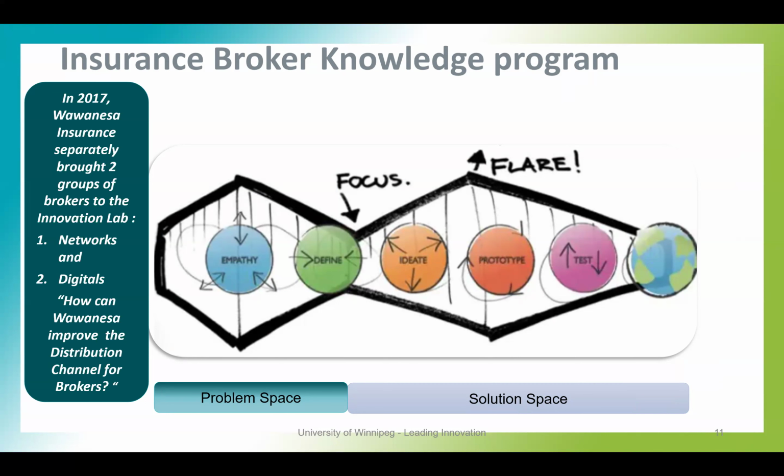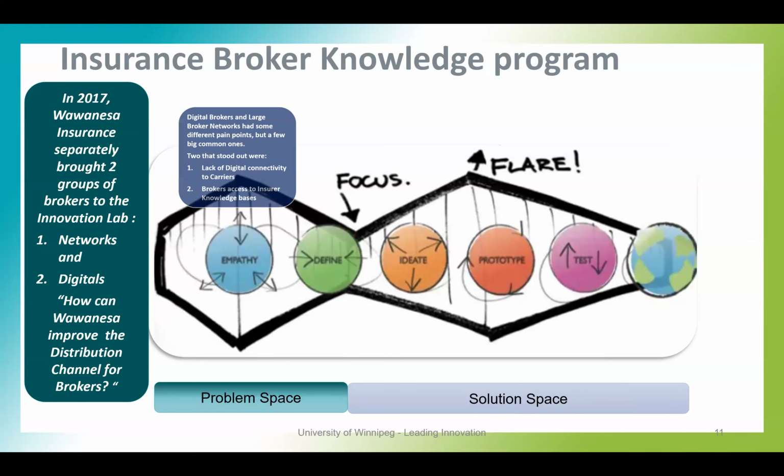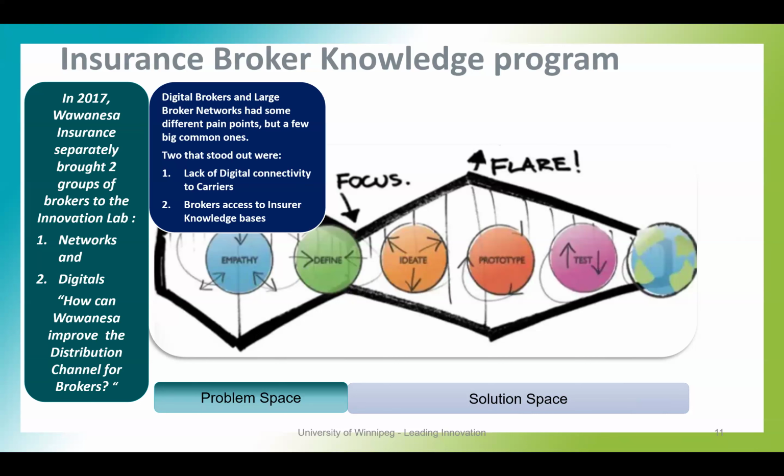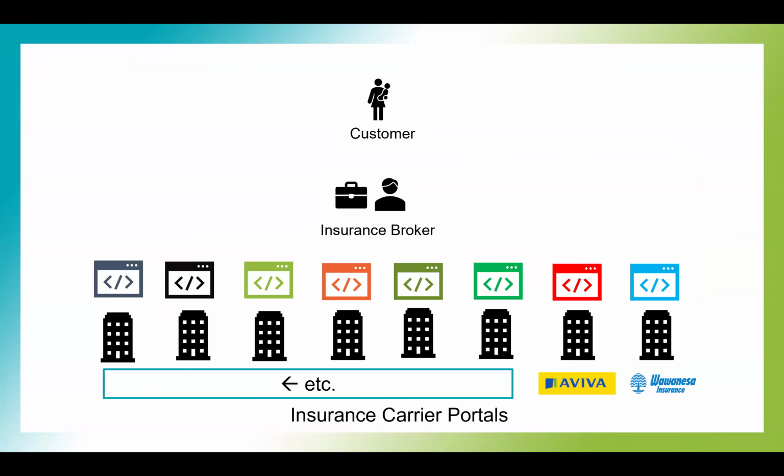We asked them the question, how can Wawanesa improve the distribution channel for brokers so we can help them sell more and service better? The digital brokers and large broker networks had some different pain points, and they weren't together to talk. We talked to them separately, but there were a few big common ones. Two that stood out were a lack of digital connectivity to carriers and broker access to insurer knowledge bases. I'll talk more about those in a minute.